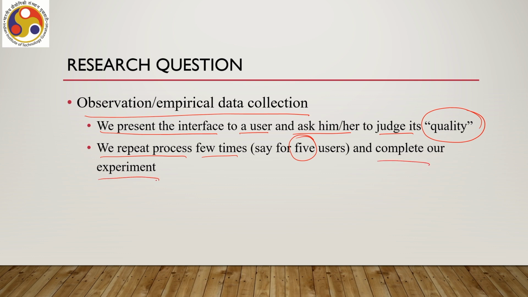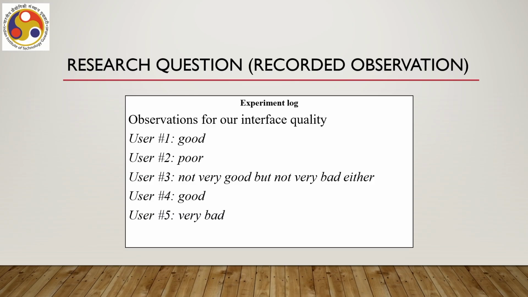So, what kind of observations can we make? Suppose this is the experimental log, or the recorded observations based on the research question that we have formulated. There are 5 users. Our question was, is the interface good? User 1 said good, user 2 said poor, user 3 said not very good, but not very bad either, user 4 said good, and user 5 said very bad.